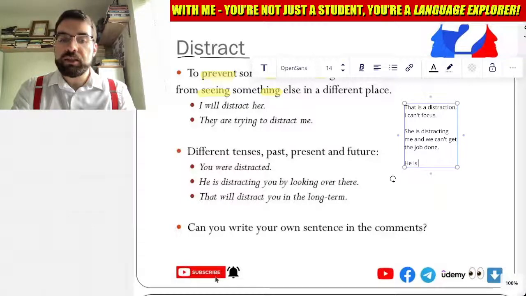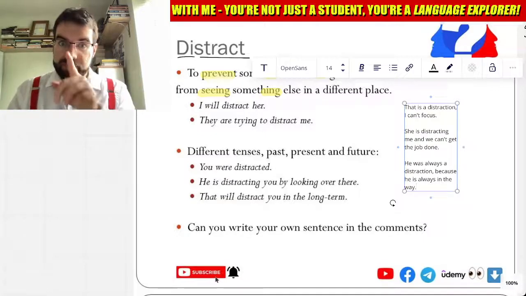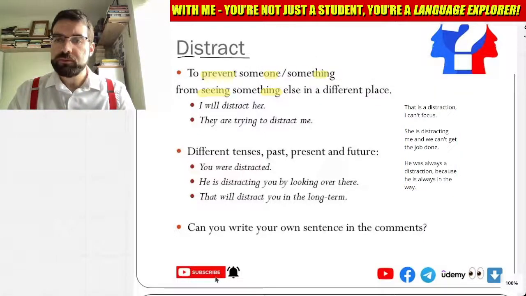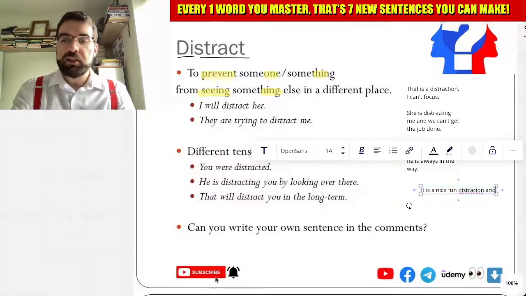He was always a distraction because he is always in the way. Yeah, he's always a distraction. How cool is that? It is a nice, fun distraction, and we like it a lot.